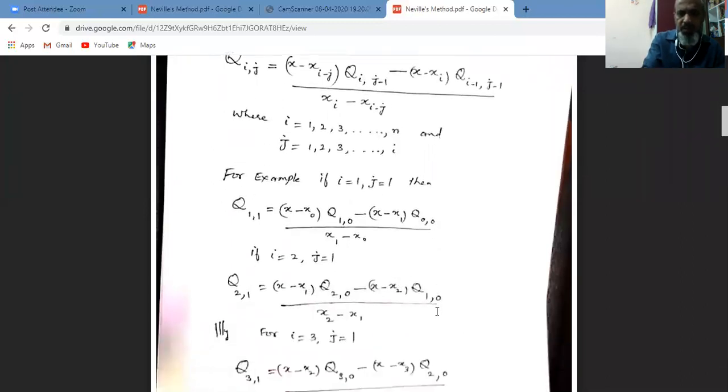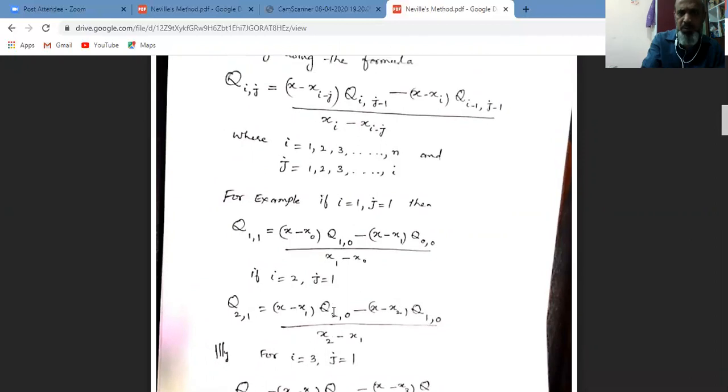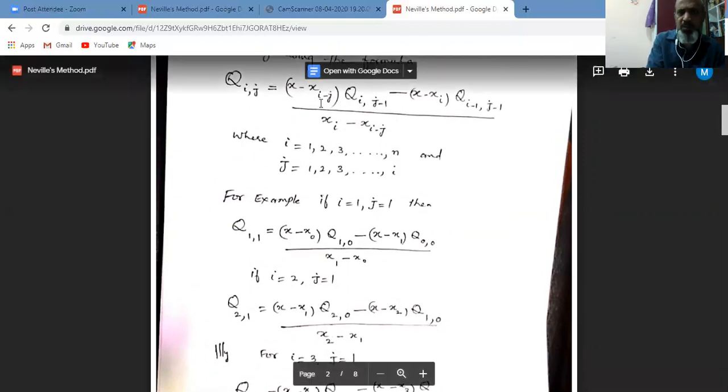Similarly, if we take i is equal to 2, j is equal to 1, we get q2,1 is equal to (x minus x1) into q2,0 minus (x minus x2) into q1,0, divided by (x2 minus x1). So we have to substitute here i is equal to 2, j is equal to 1. So it becomes x minus x_{2-1}, that is x minus x1, into q_{2,0}, minus x minus x2 into q_{2-1,1-1}, which is q1,0.